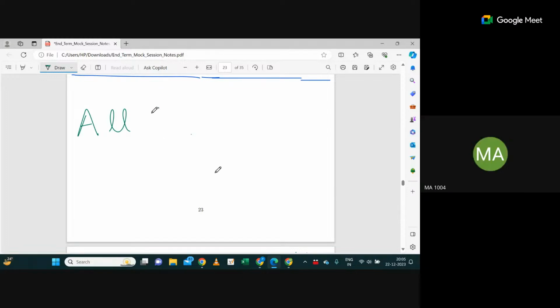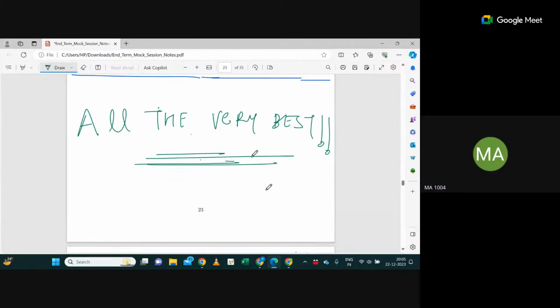Can I consider the app test for the end term? Yes, it's in the syllabus.